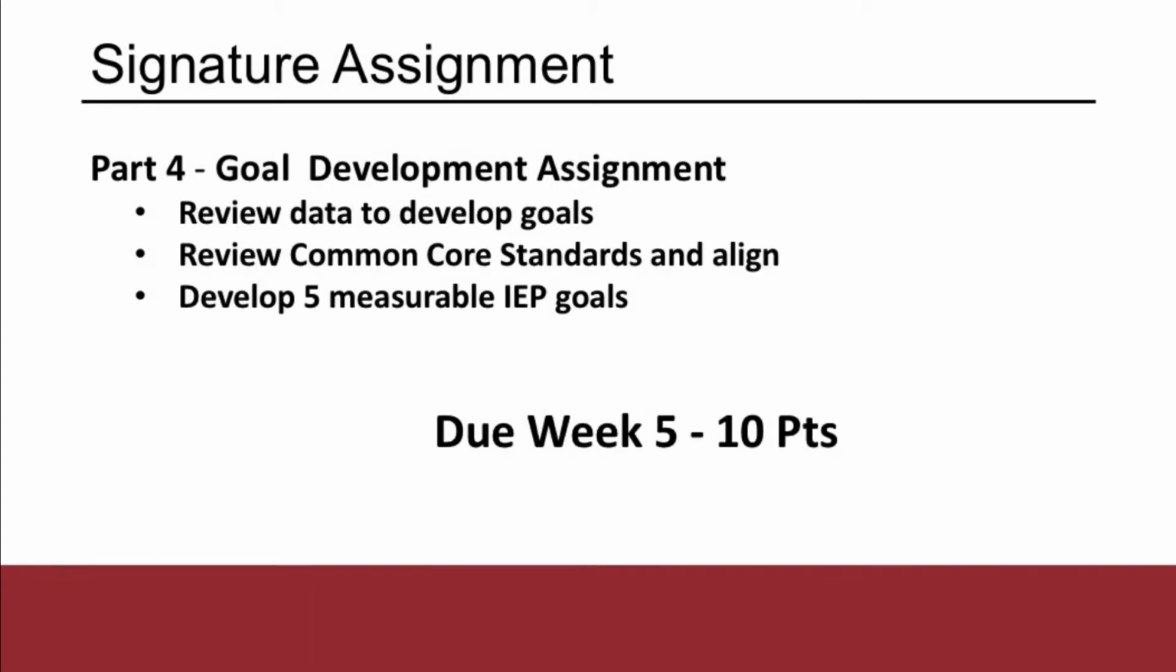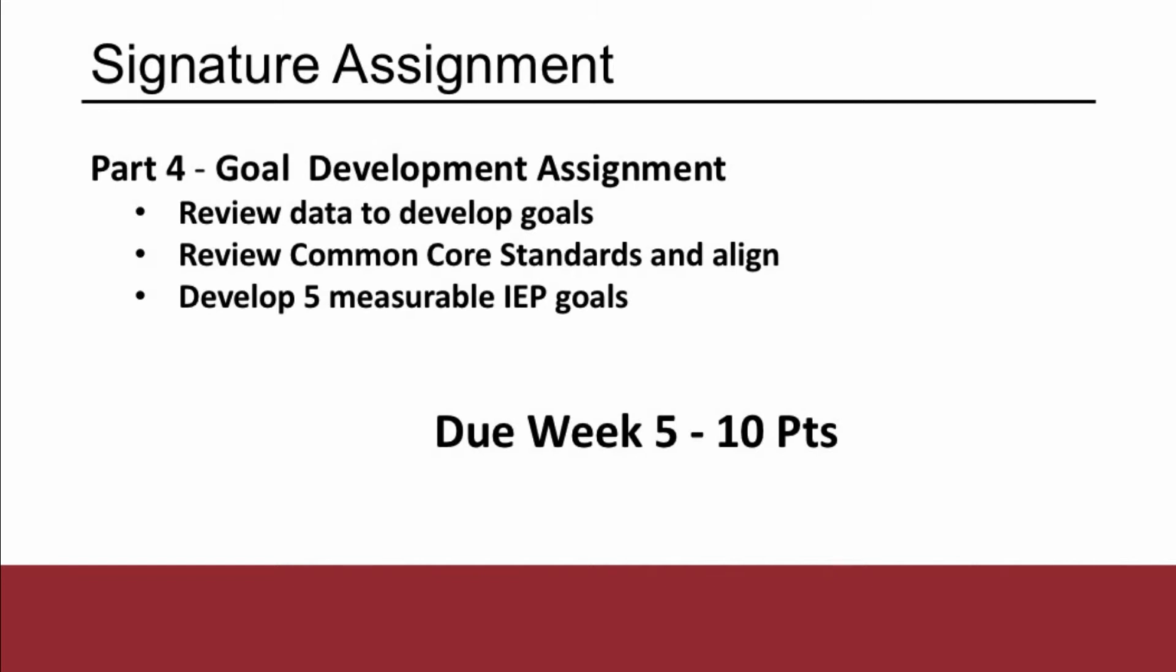So part 4, you're going to take a look at some of this data that you've collected now in order to develop some goals for the student. You're looking at their academic review, the interview with the family, the teacher, and also the Common Core standards for their grade level, and trying to align some of the student's needs and goals with the Common Core standards, and we'll be talking about how to do that in the future. But in this assignment, you're going to be developing 5 IEP goals that are very measurable.